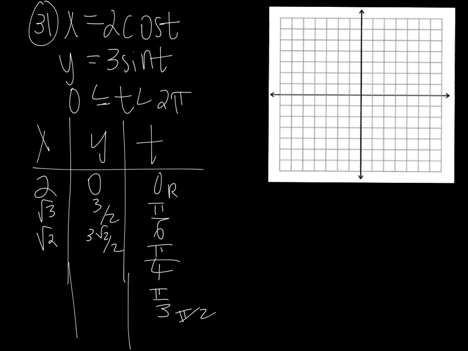Wow, revolutionary. I don't know why that's up there. For pi over 3, cosine is 1/2, so that's a 1. And the sine is root 3 over 2, so that's a 3 root 3 over 2. And for pi over 2, the cosine is 0 and sine is 1, so that's a 3.